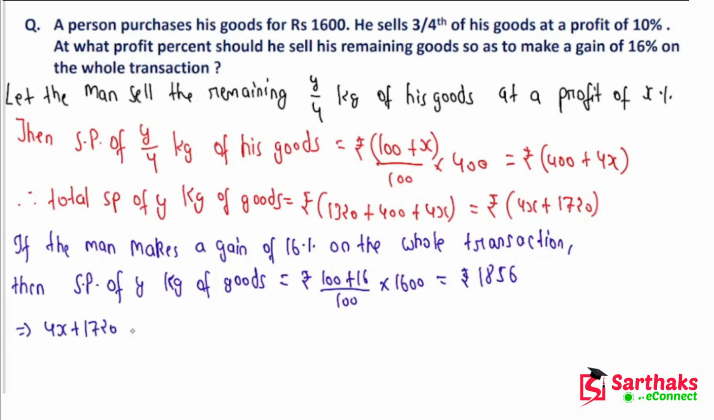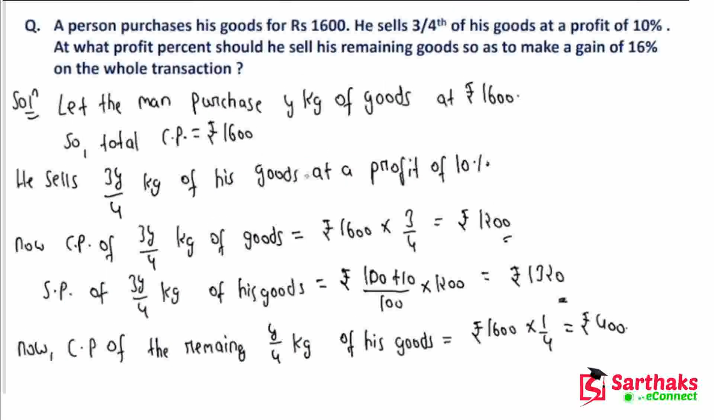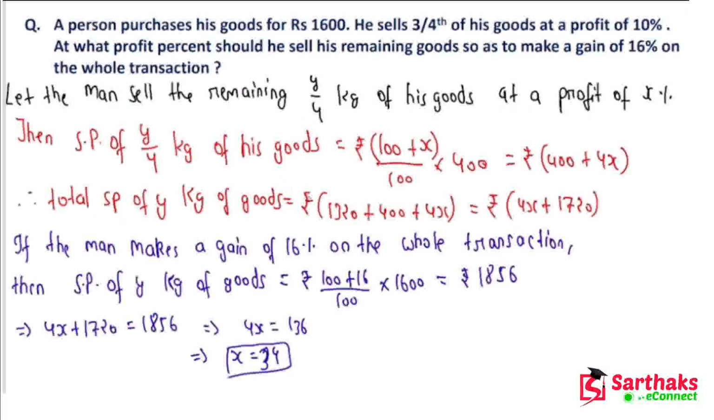So it implies that 4x plus 1720 rupees is equal to 1856. Cancelling the common numbers, we will have 4x is equal to 136. We will take 1720 to the RHS, it will become negative, which implies that x is equal to 136 upon 4, which is 34. So that is how we have calculated x. Now what was x? We have assumed x over here, where we let the man purchase y kg of goods.